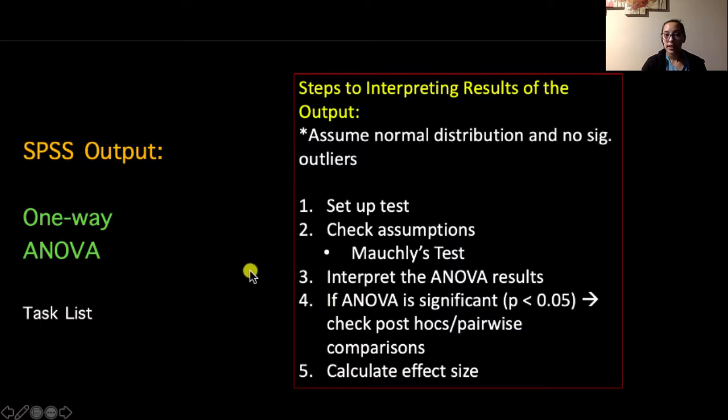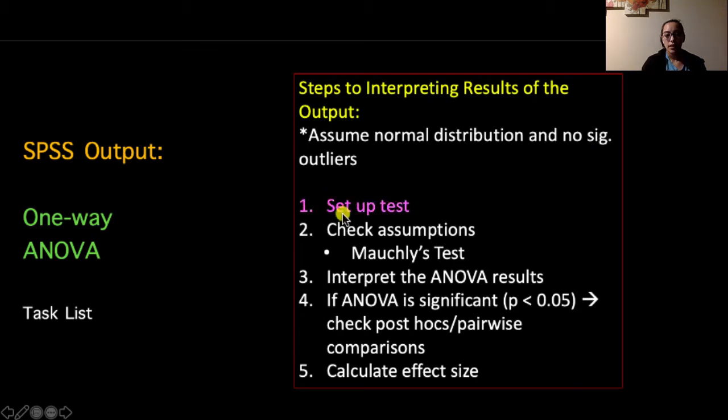Once we have our data set up, we can then run through our task list for running a one-way repeated measures ANOVA. Similar to last week, we are going to assume we have a normal distribution and no significant outliers of the dependent variable, specifically for each group that we are measuring.